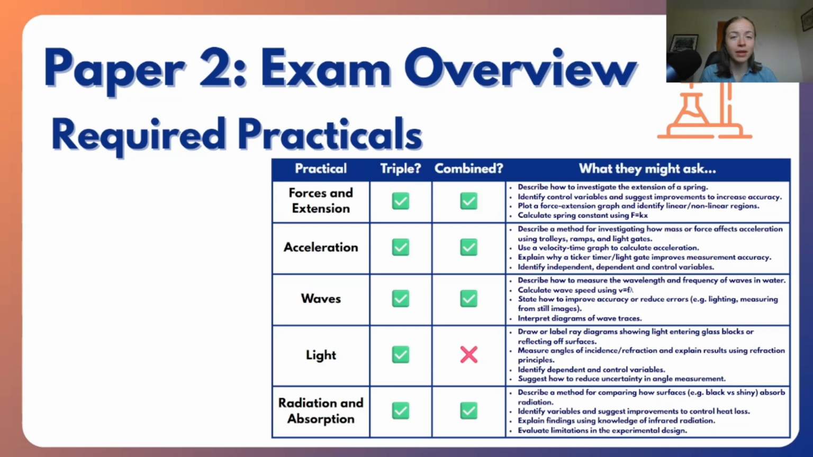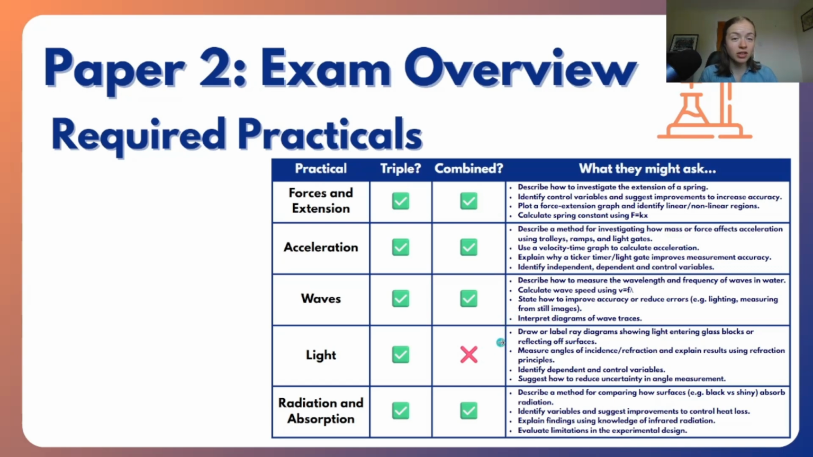And finally, as with all of these, they could ask you to identify the independent, dependent or control variables of that practical. For waves, they could be asking you to describe the method, so describing how to measure the wavelength and frequency of waves in water, and also to calculate wave speed using our equation. They could also ask you to state how to improve accuracy or reduce errors, or interpret diagrams of wave traces from a different set of results.